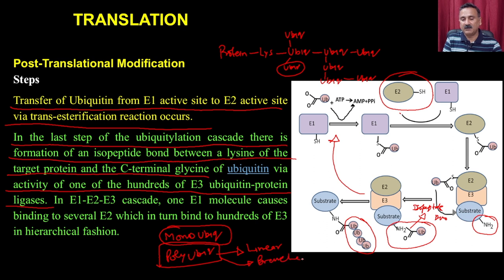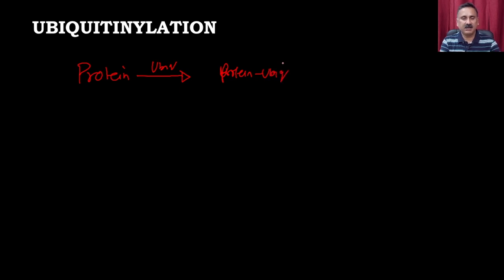The purpose of the ubiquitinylation is that it marks the protein for cellular degradation. So, it is going to deliver that protein into the proteasome system. When you do the ubiquitinylation, the protein gets converted into the ubiquitinated protein. Okay. I am just taking a simple example of monoubiquitinylation. Now, ubiquitin is an 8.3 kDa protein. Okay. So, if one ubiquitin is attached, it is going to change the molecular weight of the protein by 8.3 kDa. Okay.